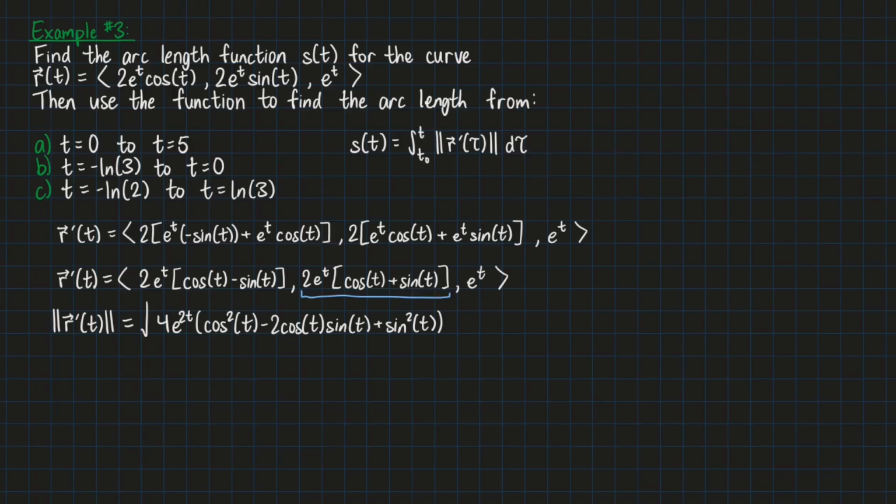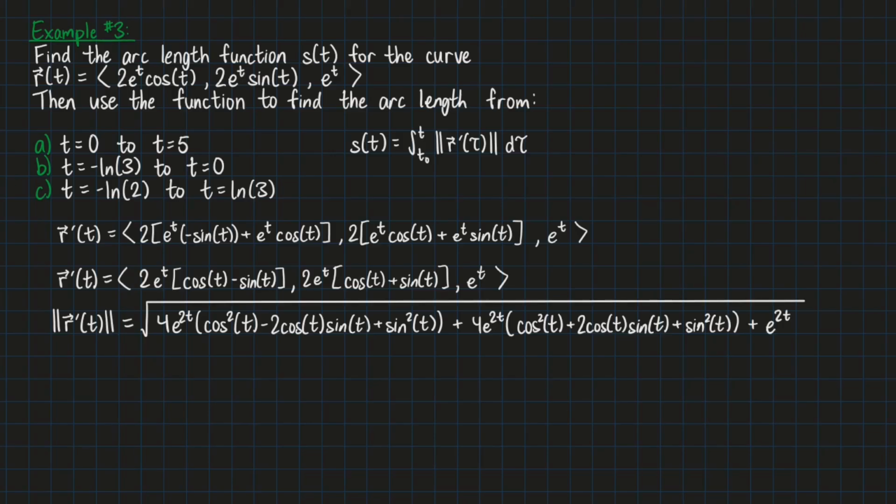So now we add this to the second component squared. So 2 times e to the t all squared is 4e to the 2t. And then we need to square the quantity of cosine of t plus sine of t. This is cosine squared of t plus 2 cosine t sine t plus sine squared of t. And then we add our third component squared. And then that is all square rooted.